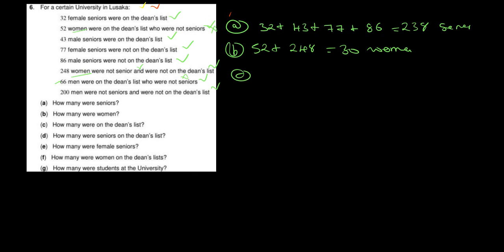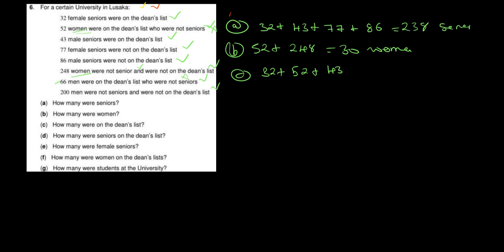C is saying how many were on the dean's list, so we'll go on the dean's list. Female seniors were on the dean's list, so 32 is one of them, plus 52 women were on the dean's list. We just want to see people who were on the dean's list, so we are writing also 52 plus. 43 seniors were also on the dean's list, so 43.